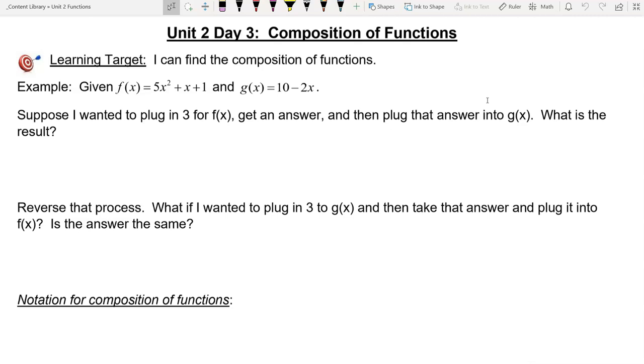We're going to have fun doing composition of functions. Make sure you stay safe today, stay warm, but also make sure you do your homework, please. So, we're doing compositions. How these work is you have two different functions, right?